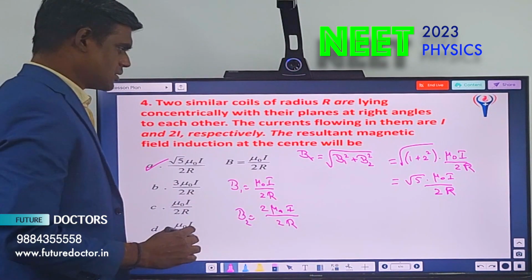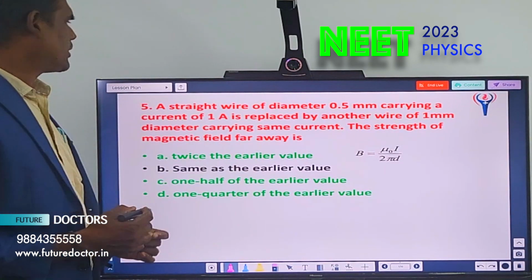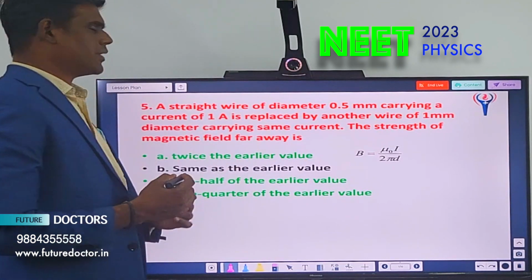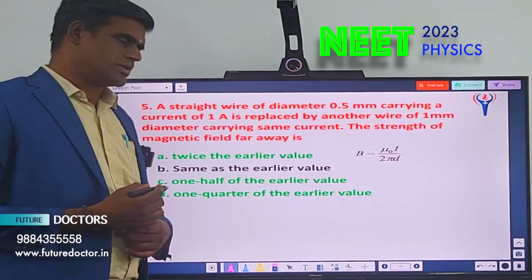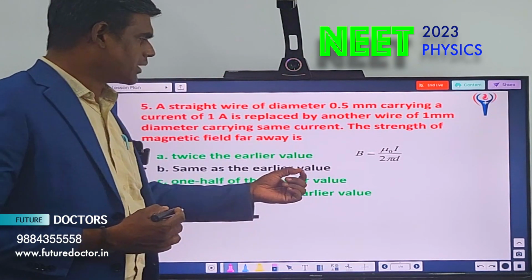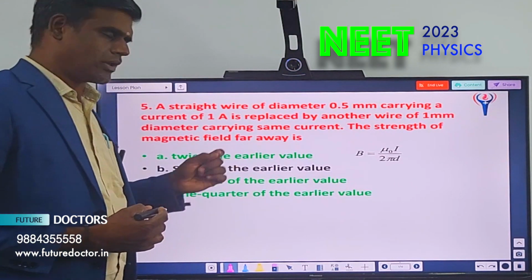Okay. Next, let's move to question number 5. A straight wire of diameter 0.5 millimeter carrying a current of 1 ampere is replaced by another wire of 1 millimeter diameter carrying the same current. Strength of magnetic field far away is dash. Formula is B equal to mu naught I by 2 pi d. What is d? D is the distance of the point from the wire.